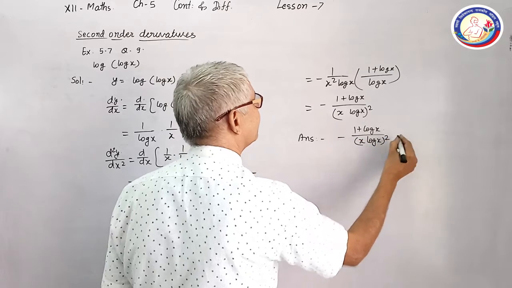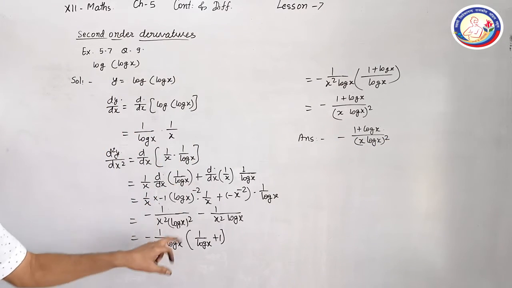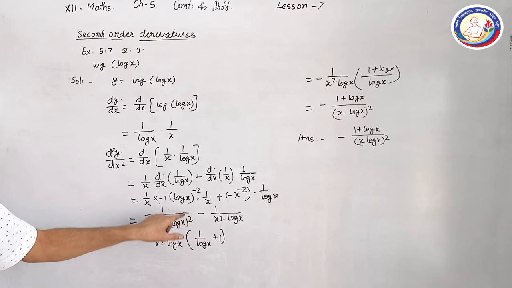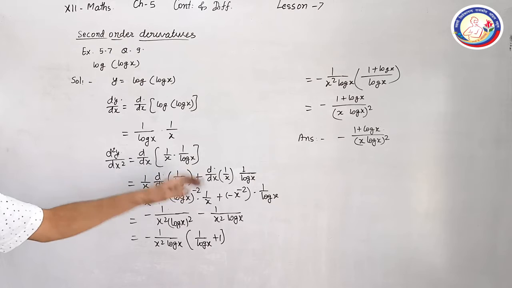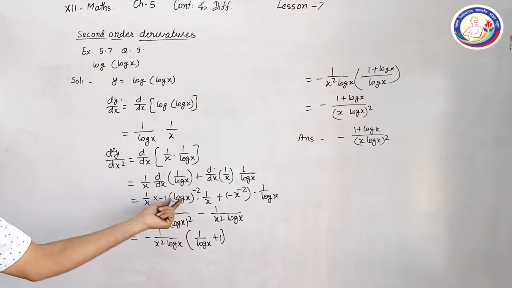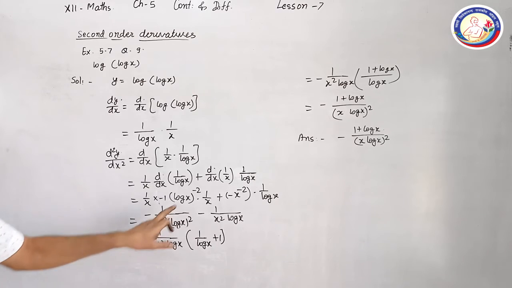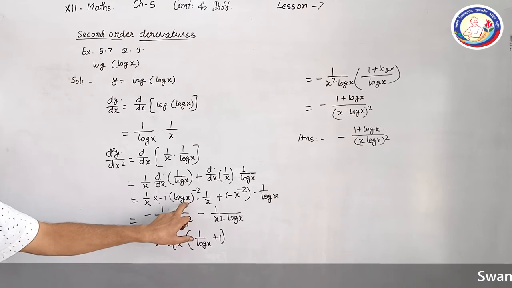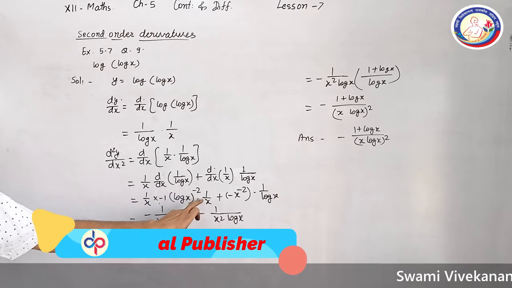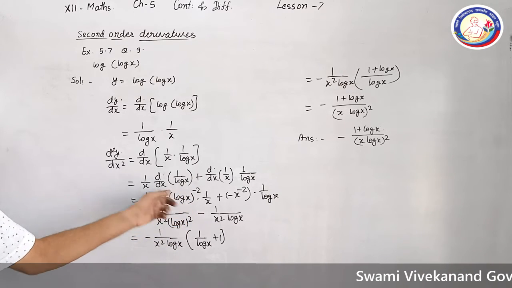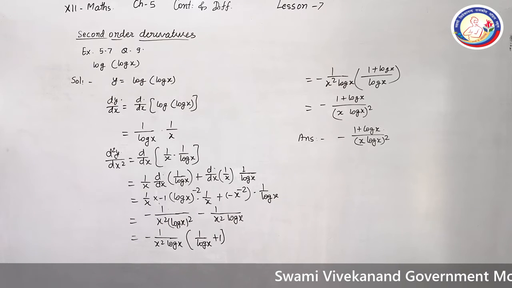In this way, we can find the second derivative. This is complicated here. We must not get confused when log x comes in the denominator. We must take it as a function, and log x itself is a function. We can write it as t raised to power minus 1, and then we can find the differentiation of this, and again then find the differentiation of log x.